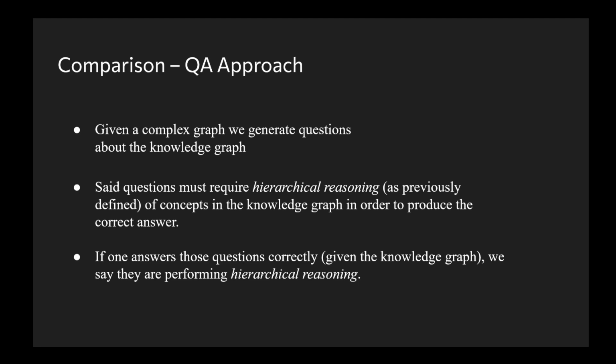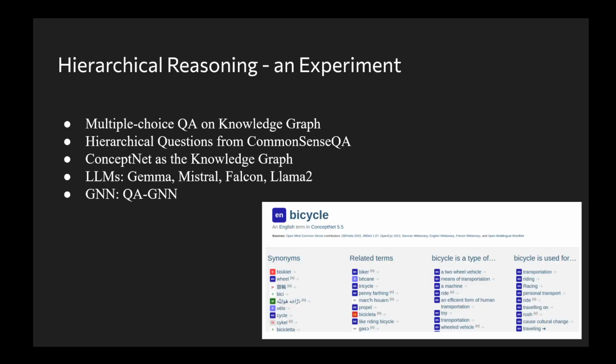Think of that CIA cat example. And if one answers those questions correctly, given the knowledge graph, we say they are performing hierarchical reasoning. So just to summarize, we're asking questions about the knowledge graph that, to get the answer, require hierarchical reasoning. These could be like test questions, but that's how we can think of it.